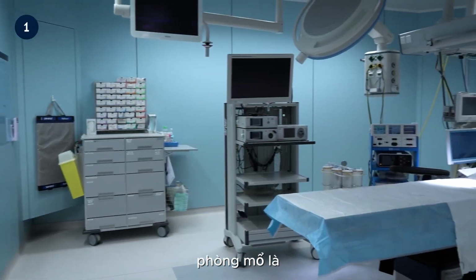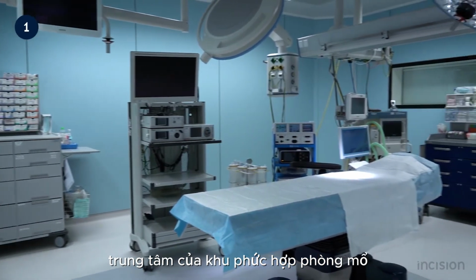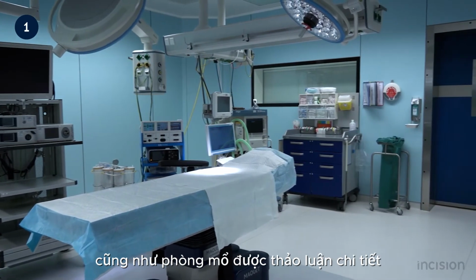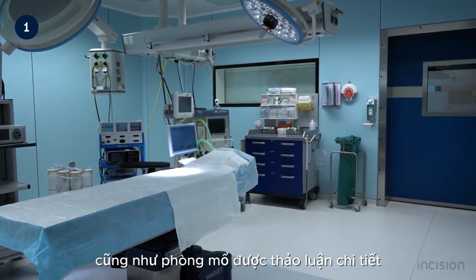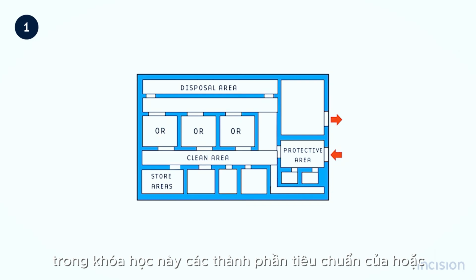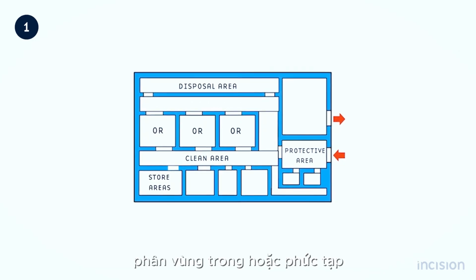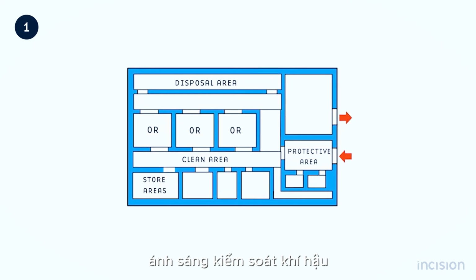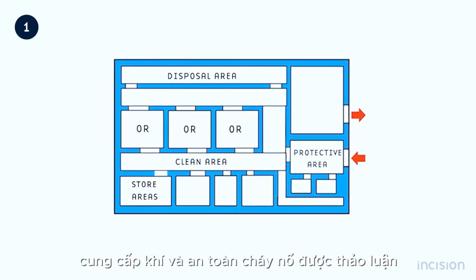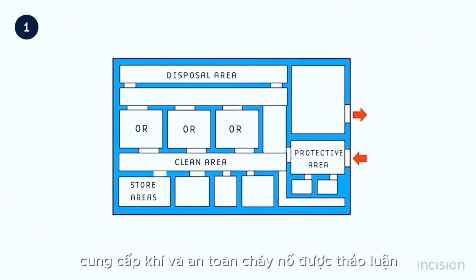The operating room is the center of the operating room complex. In this course, the operating room complex, as well as the operating room, are discussed in detail. The complex is divided into zones. A specialized air management system contributes to a gradation in cleanliness within these zones. In this course, the standard components of the OR, zoning within the OR complex, climate control, lighting, electricity, supply of gases, and fire safety are discussed.